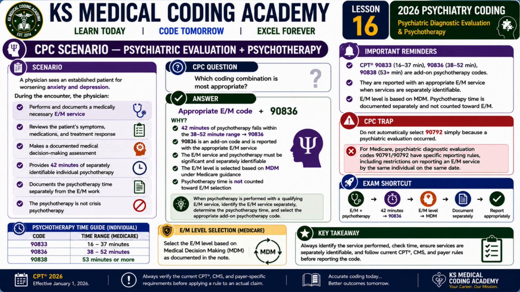Now watch for the CPC trap. Do not automatically choose 90792 simply because a psychiatric evaluation or assessment occurred. The documentation and applicable reporting rules determine the correct service. So our exam shortcut is E/M plus psychotherapy, then determine psychotherapy time, then 42 minutes means 90836, then select the E/M level appropriately, then verify separate documentation. The key lesson is code the services actually performed and documented, not simply the patient's diagnosis or the provider's specialty. Always verify the current CPT, CMS, and payer-specific rules before applying these concepts to an actual claim.